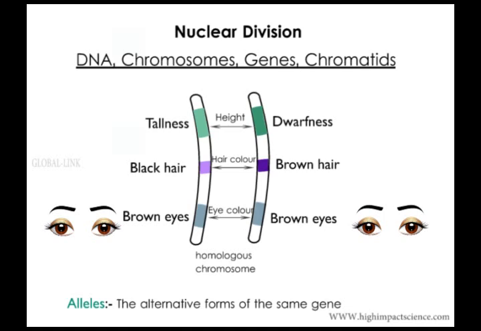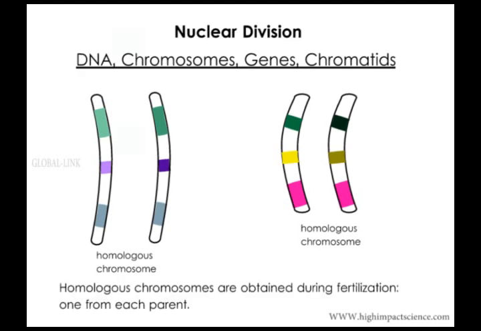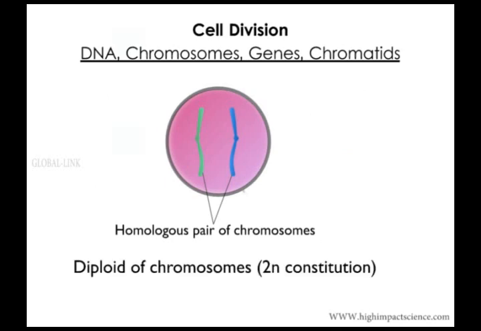So where do homologous chromosomes come from? You get them from your parents, one from your father and the other from your mother. When a cell has both members of the homologous pair, it is said to have a diploid set of chromosomes. This is also called the 2N constitution. All body cells have a diploid set of chromosomes.